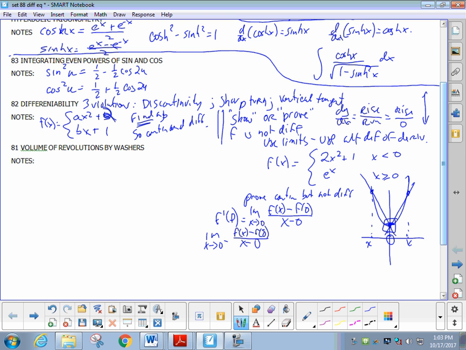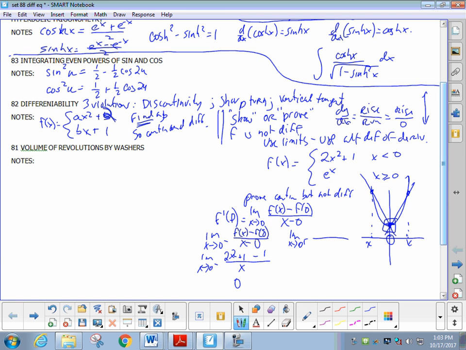What happens to the slopes if I approach from the left? Well, if I approach from the left, I'm using the parabola. So this would start to look like 2x squared plus 1 minus 1 over x. And I would find that limit. I imagine it would look something like 0. Yeah?